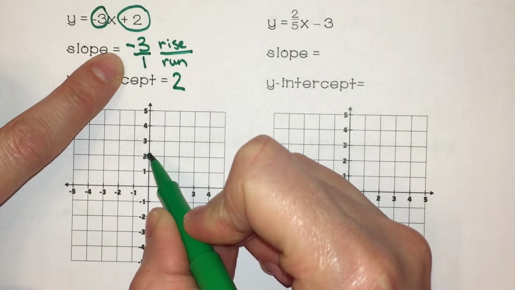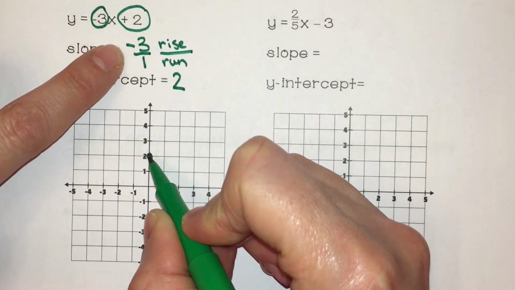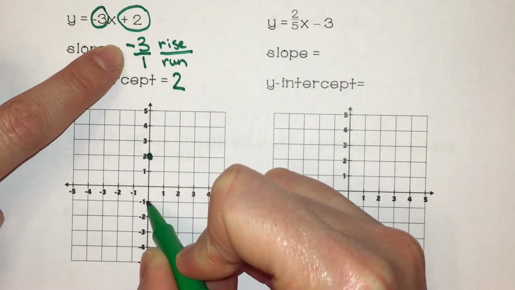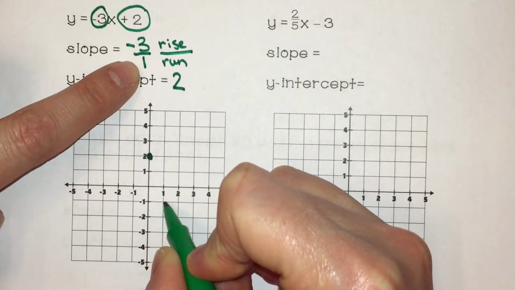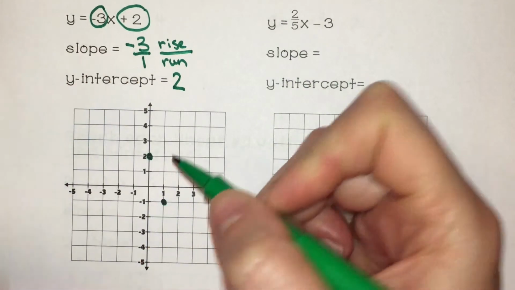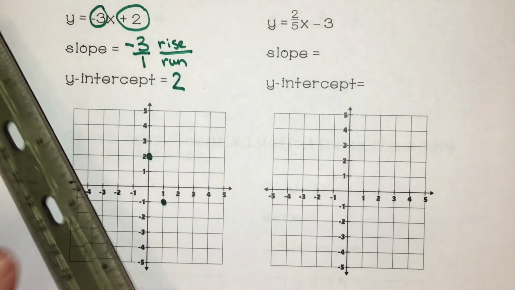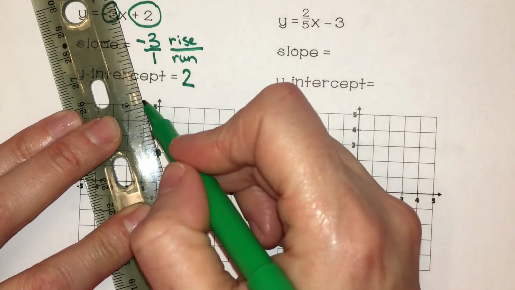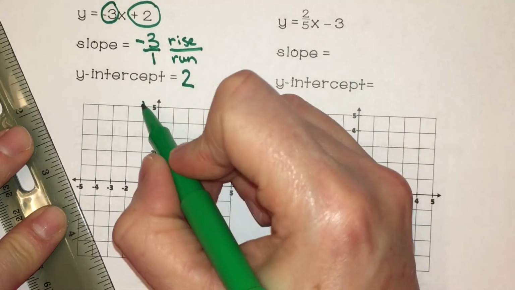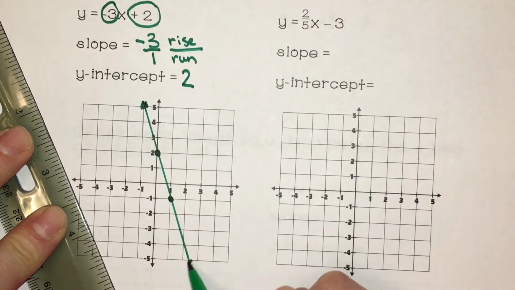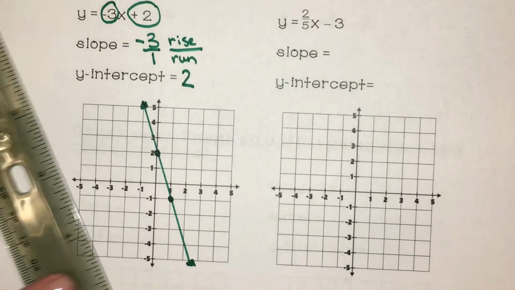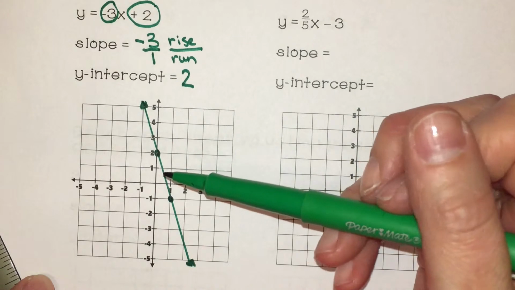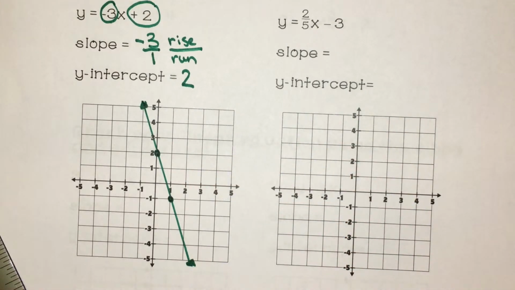So starting at the y-intercept, we're going to rise -3, so go down 3, 1, 2, 3. I'm not going to stop yet because we're going to run +1, so to the right 1. And that's how I found my second point. As soon as I have 2 points, I can connect them, draw my line, and this is the graph. I can put arrows on the end. Even if I don't, I do know that the graph would continue going on forever. So this is the graph of y equals -3x plus 2.